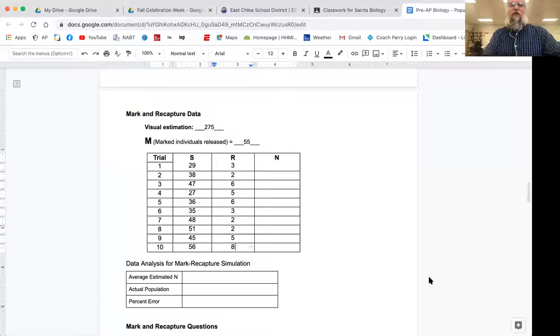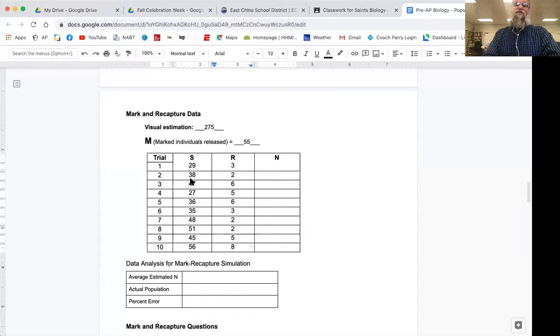Okay, so we have completed gathering our data. Let me go over and share that. This is the data that you're going to want to record. Those are our samples. This was the size of our second sample, 10 times, and these were the number of recaptured beans in each of those samples. Now you're going to have to calculate N. Remember, N equals M times S divided by R. So the first one would be 55 times 29 divided by 3. That gives you that answer.